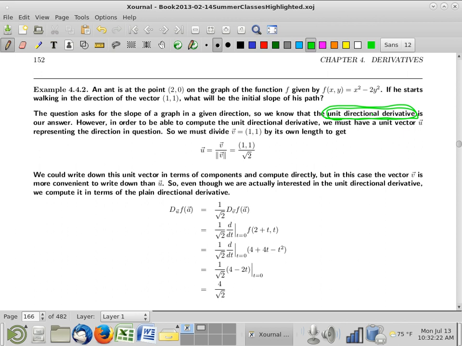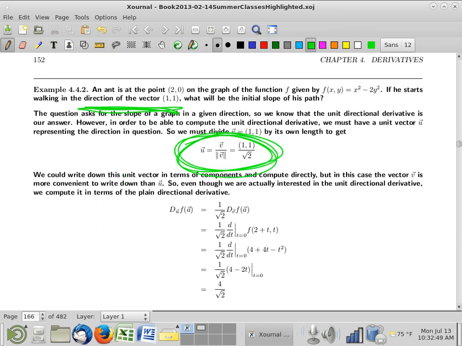So one of your jobs as students in this course is to diagnose. I mean, look at the problem, see how it's phrased, see what the question's actually asking for, and then make the right decision as to, wait a minute, which of these two things should I be computing? Okay. All right, so I need to compute a certain unit directional derivative. I'm talking about that which points in the direction of the vector 1, 1. And here's how you do that.